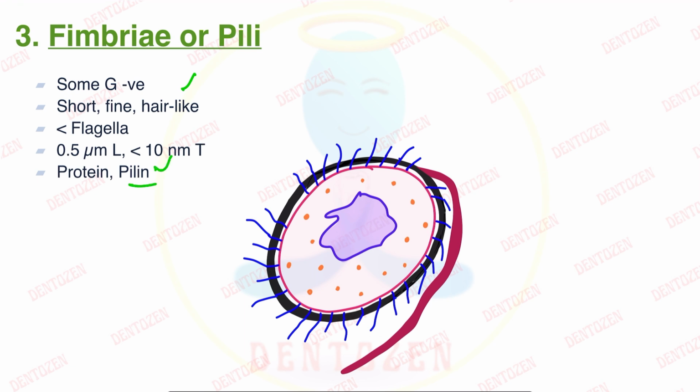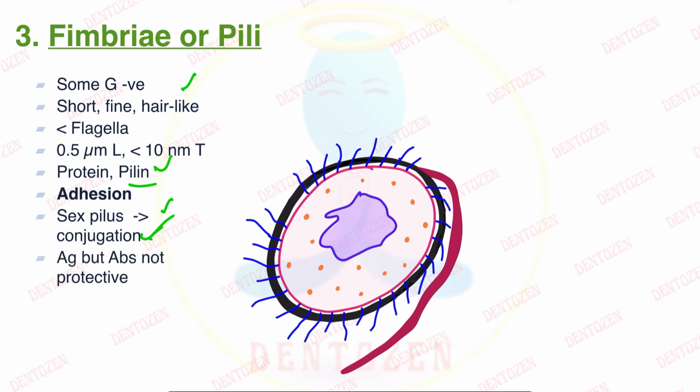Now what is their function? Their role is bacterial adhesion. So they are organs of adhesion, that is, they help the bacteria in attachment to the cell surface. So it is totally different from flagella. One special type of pili, which is called sex pilus, helps in the conjugation process, that is, transfer of genetic material from one bacteria to another. They have antigens, but the antibodies which are formed against them are not protective. So they are not responsible for motility, a very important point to remember, but they are responsible for adhesion. So they can be seen in both motile as well as non-motile bacteria.